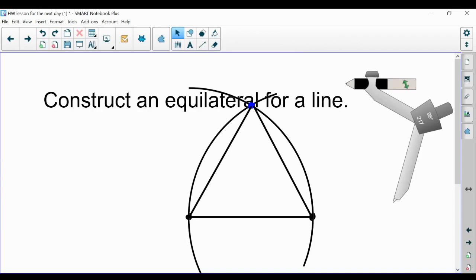Remember, do not erase the construction marks. Just leave it like this. And people say, Miss, it looks dirty. But that is what they want to see. Do not erase it. They want to see how you're using the compass to construct the equilateral triangle.